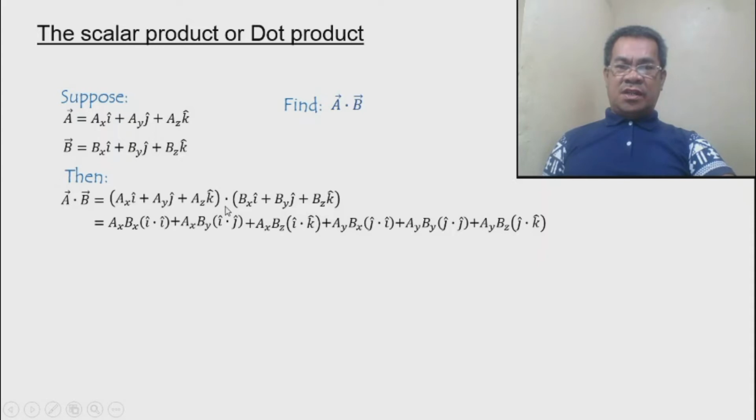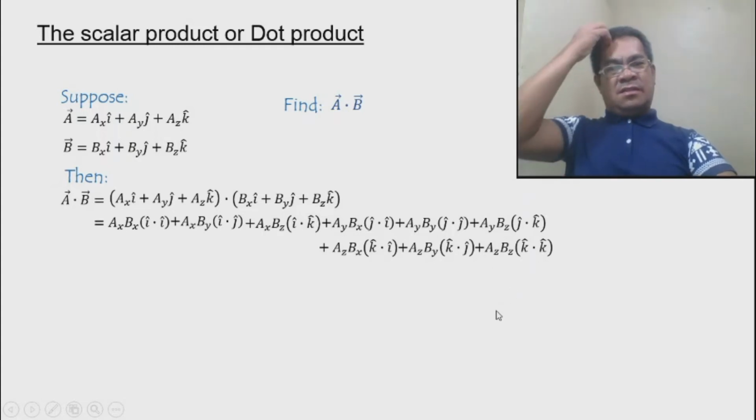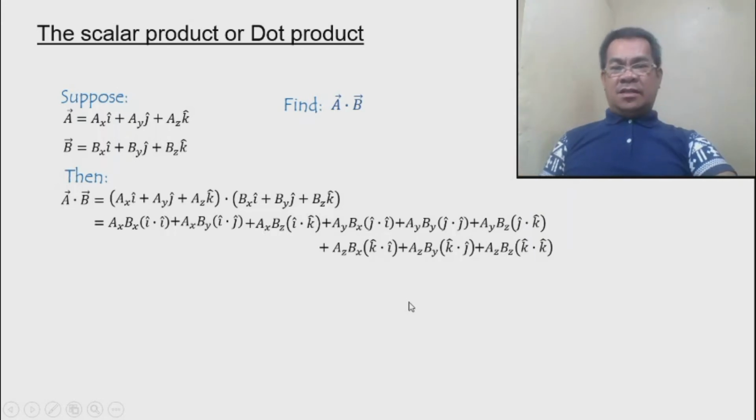And this is az bx, k hat dot i hat. And we have az by, k hat dot j hat. Then finally, we have az bz, k hat dot k hat. Okay, so again, what are the zeros? The zeros are the dot products of vectors that are 90 degrees to each other. So this is 90 degrees, 0. This is also 0. What else? This is also 0. This one is not. This one is 0. This one is also 0. This one is 0, but this one is not.